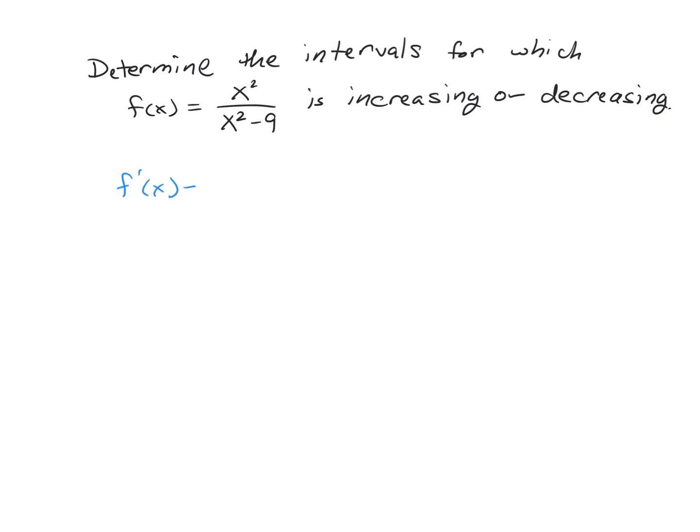F prime of x is going to be the derivative of the numerator, which is 2x, times our denominator, and it's going to be then minus our numerator times the derivative of our denominator, which is 2x, and it's all divided by our denominator squared.